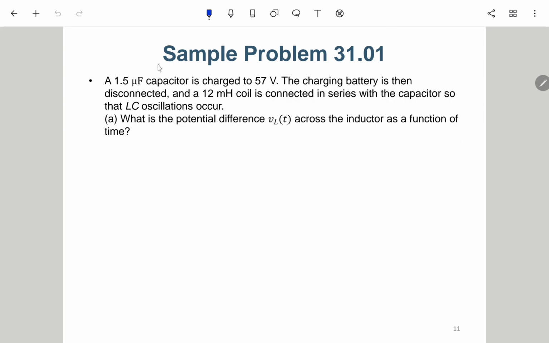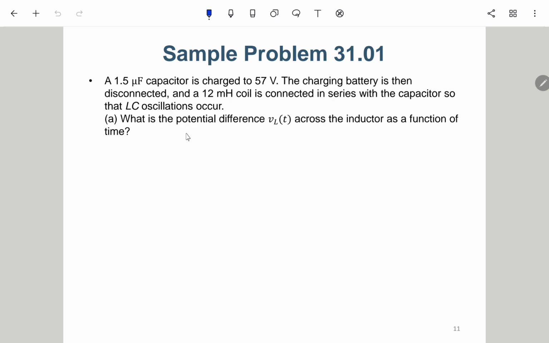It says a 1.5 microfarad capacitor is charged to 57 volts. The charging battery is then disconnected, and a 12 millihenry coil is connected in series with the capacitor, so that LC oscillation occurs. What is the potential difference VL across the inductor as a function of time?